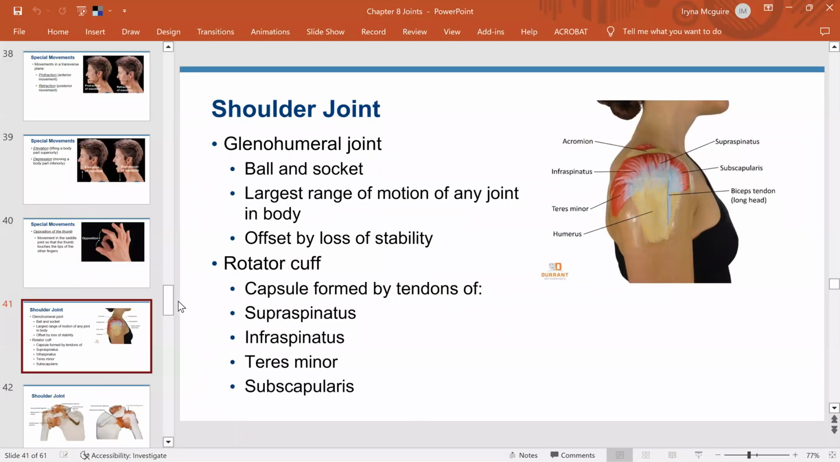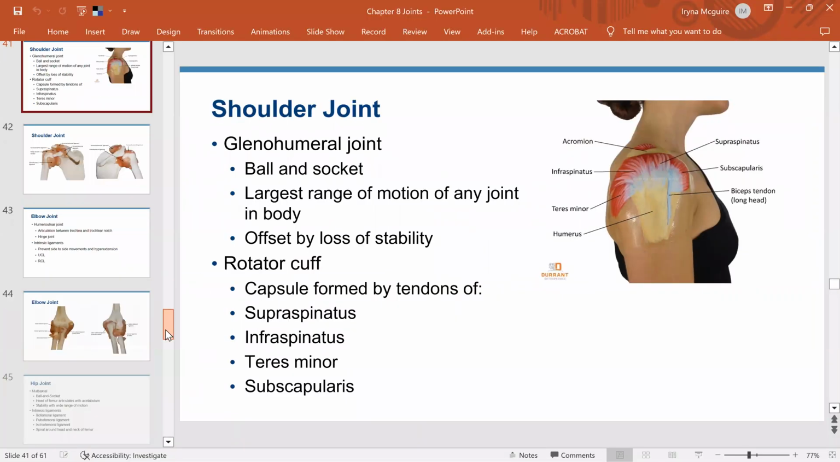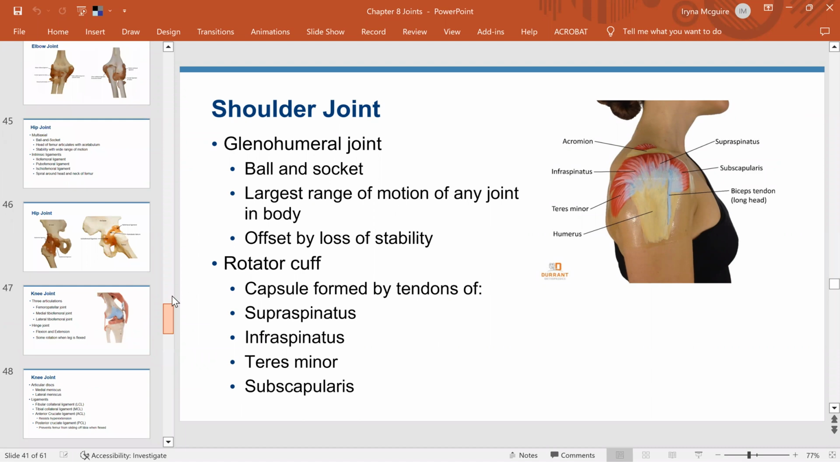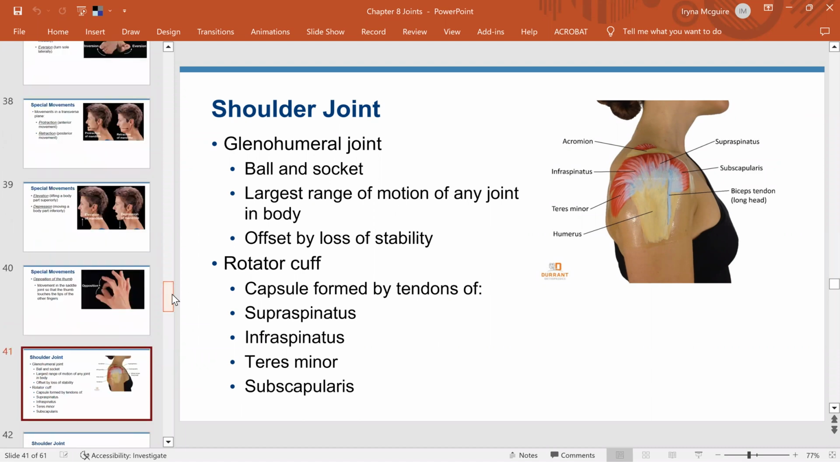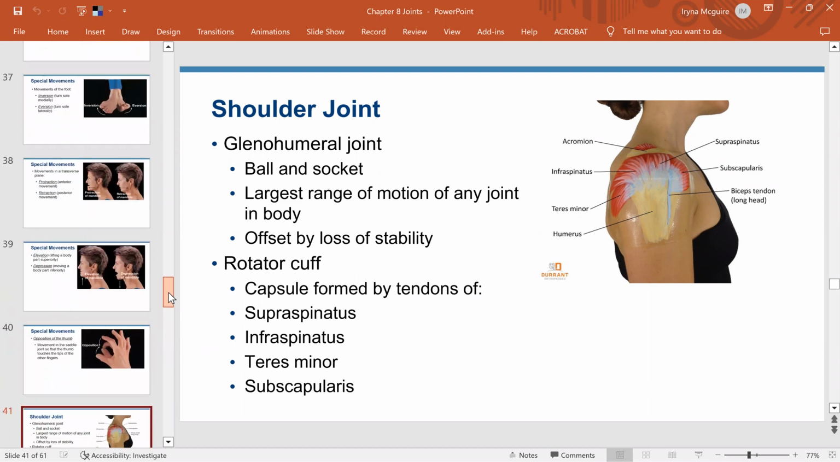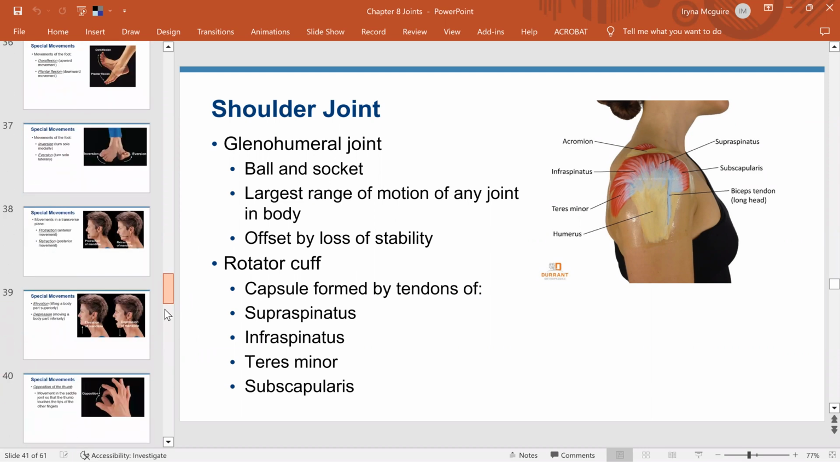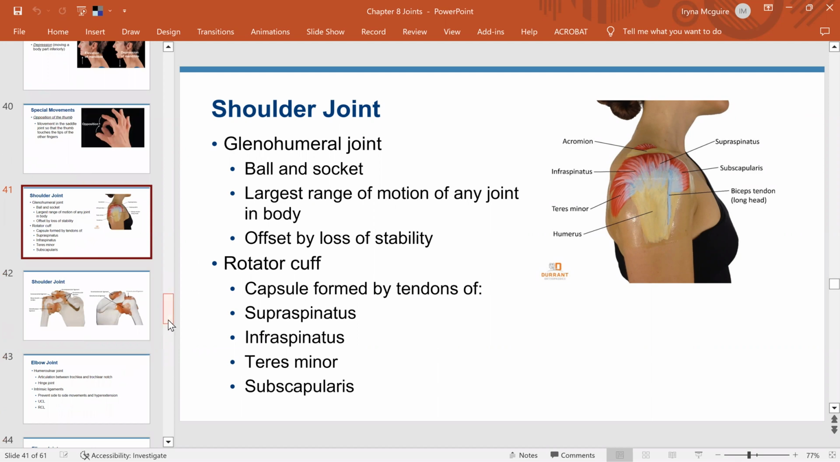Okay, and that's it for this lecture, because the rest of this chapter just covers selected synovial joint structure. So that's going to be for next lecture, and we actually cover all the structure of selected synovial joints during our lab.